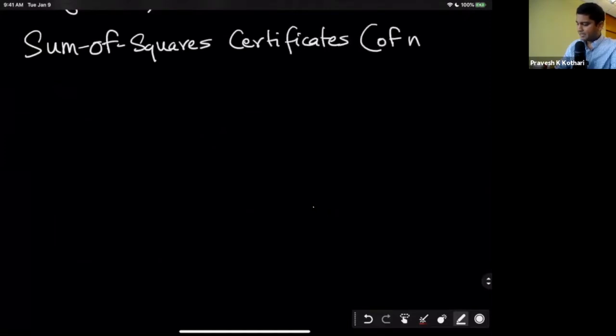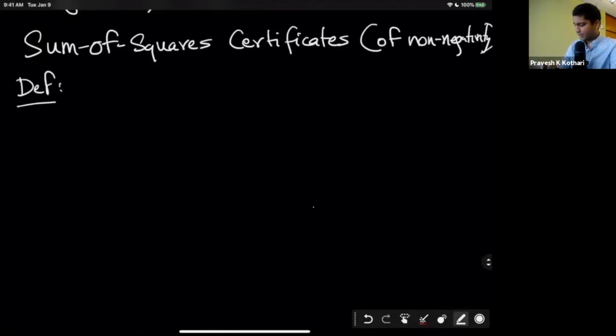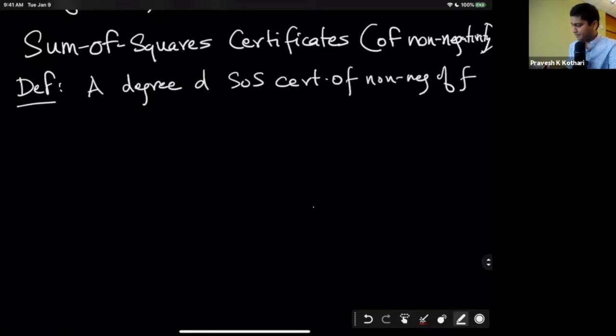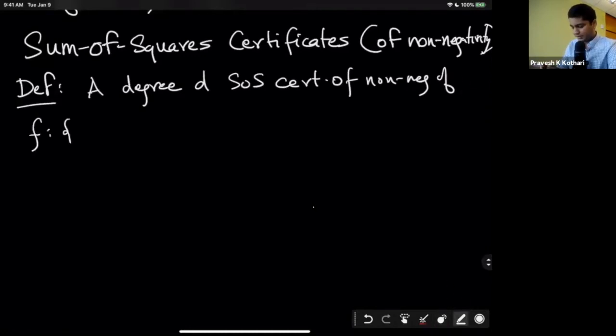And so I'll suppress saying "of non-negativity" because that's what I'll always mean by certificates. So I'm just going to say sum of squares certificate or SOS certificate for F, which means SOS certificate of non-negativity for F. It means the following, okay? So here's the definition. A degree D SOS certificate of non-negativity of F. So F is still a polynomial over the hypercube.